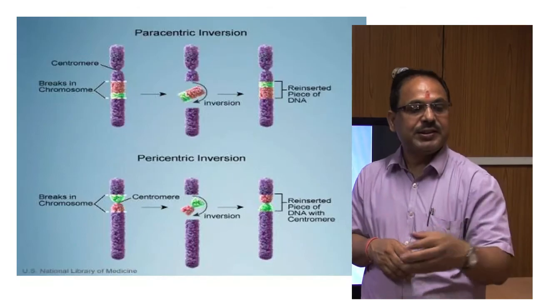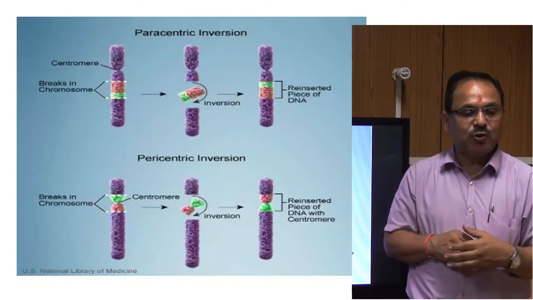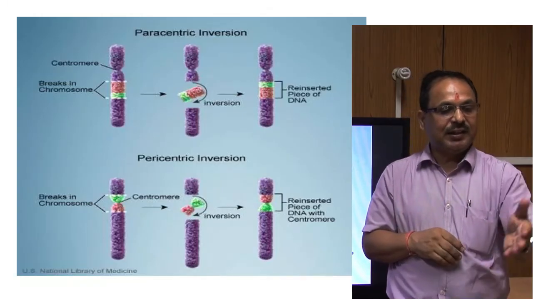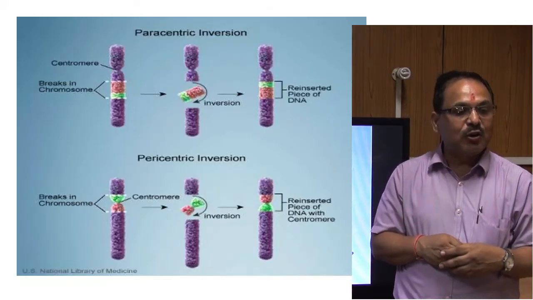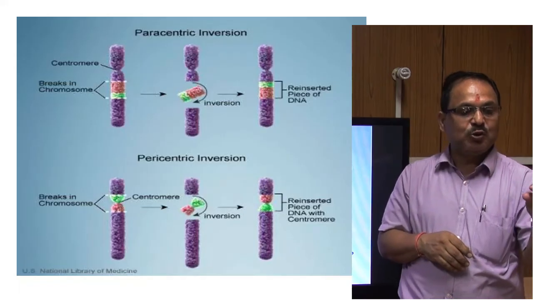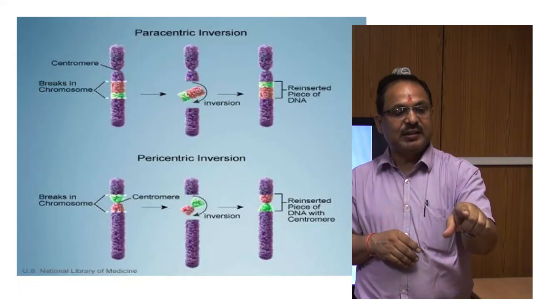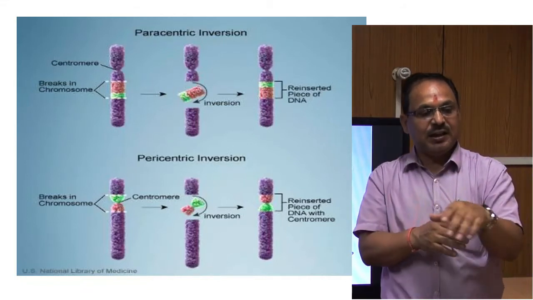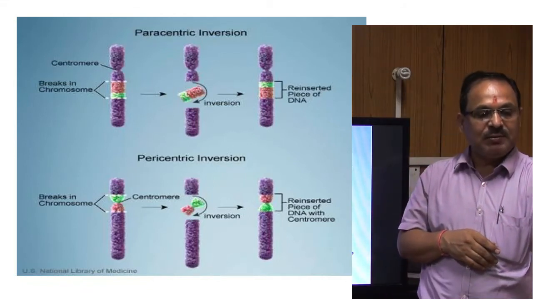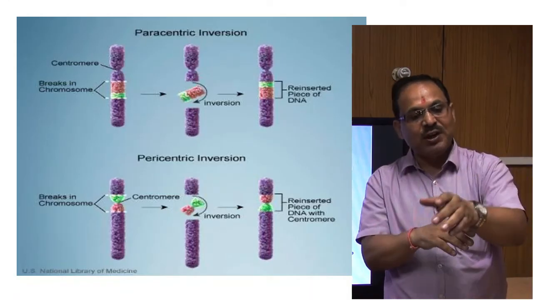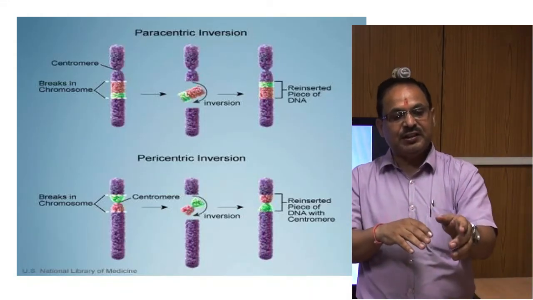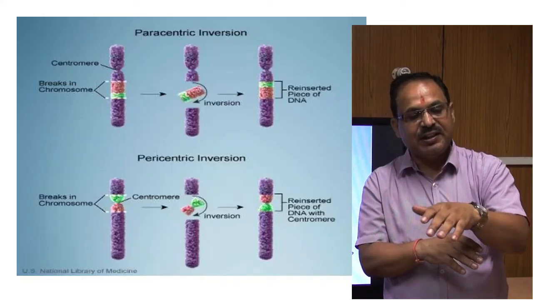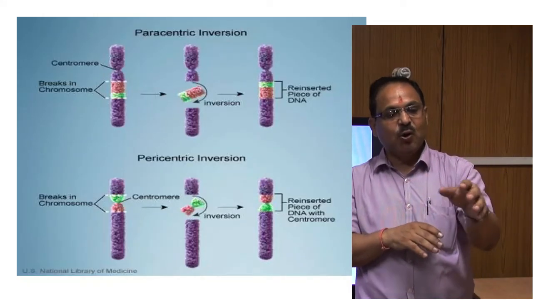We can see here photographs of paracentric and pericentric inversion. Here we can see the normal chromosome, and breaks in the chromosome take place, and in the inversion the segment just rotates. The green part here is at the bottom, but when it rotates by 180 degrees, you can see the reinserted piece of DNA is inverted, just reversed relative to the original one.